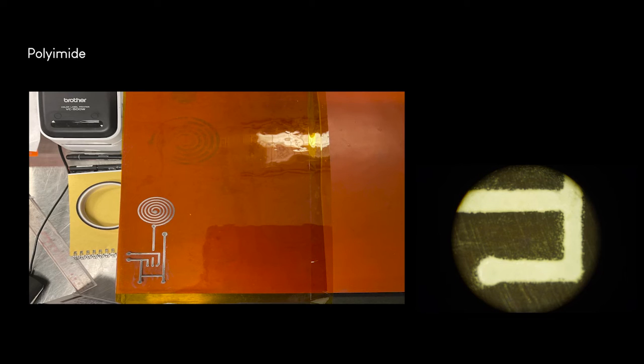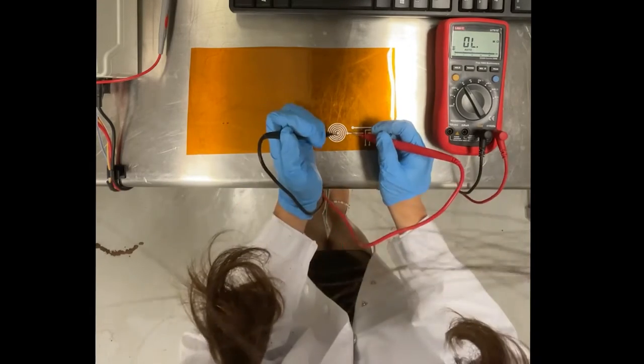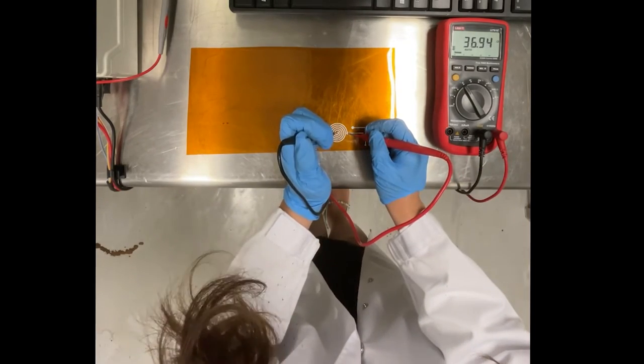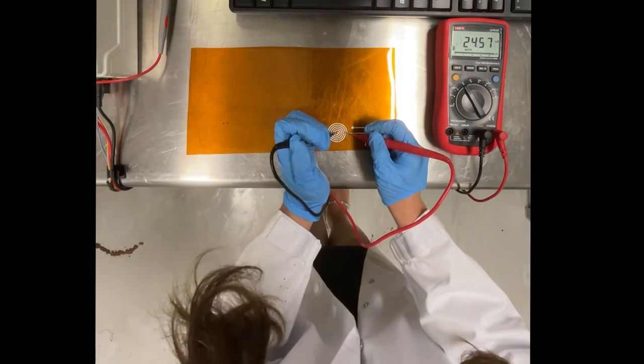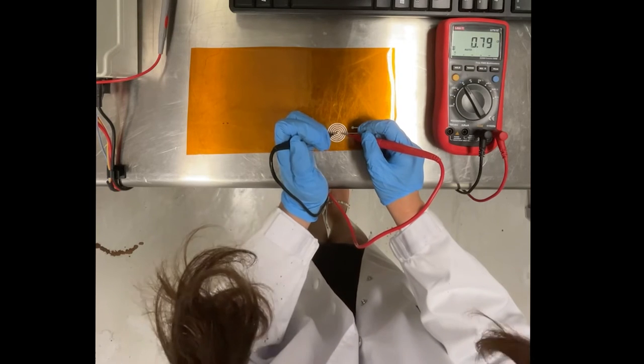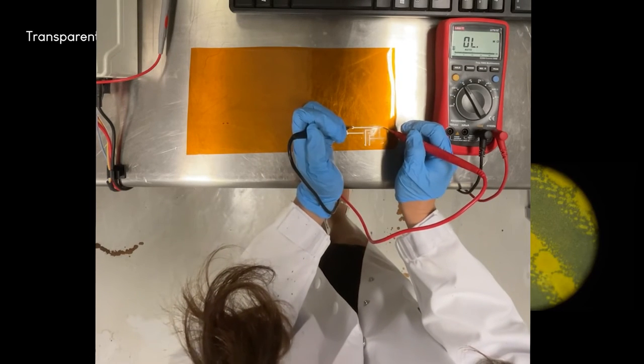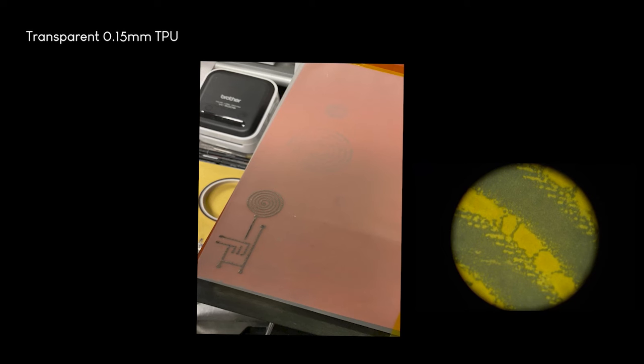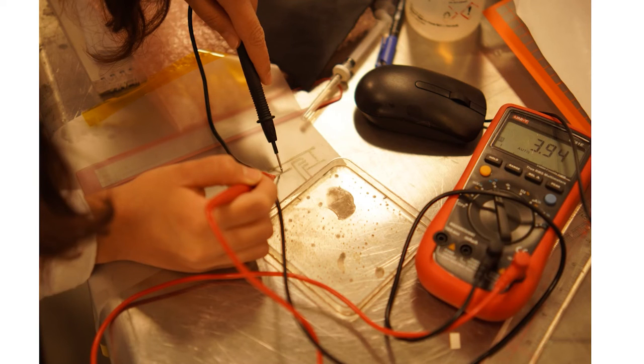For the polyimide, the performance was very good. The circuit was integrated. The transparent TPU is also conductive at the beginning of the circuit.